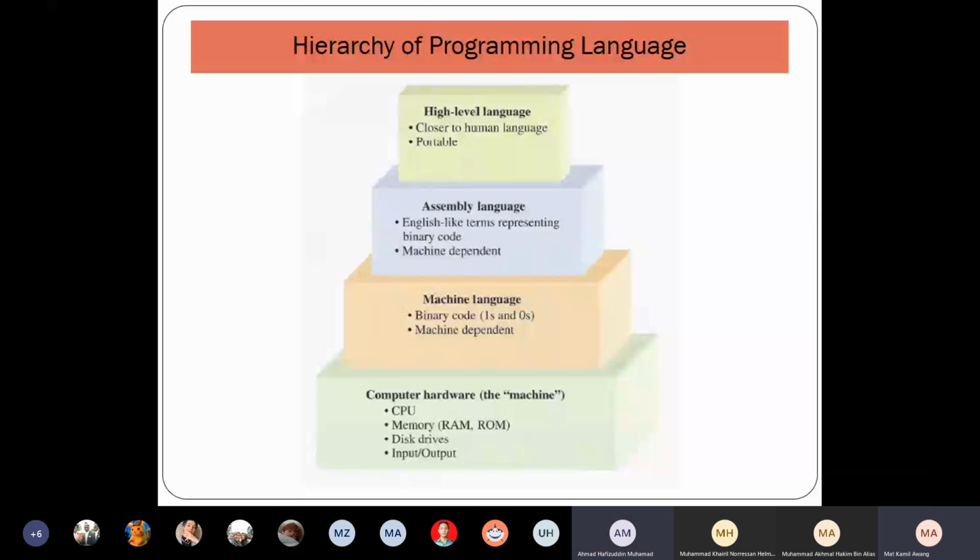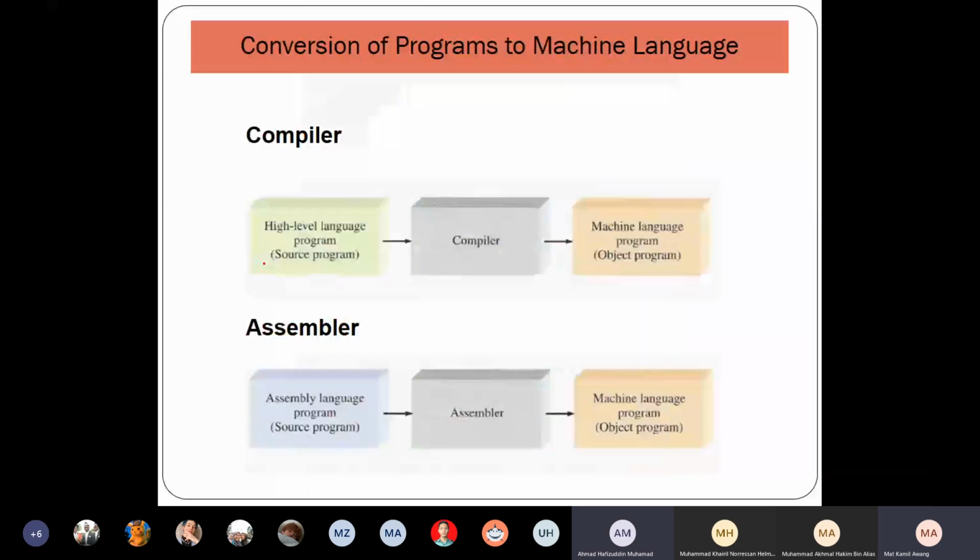Right? Do you want an example of how assembly language looks like, or machine language looks like? If you want, I can give it later. I don't have it in the slide right now, but I can give it later. So this is the hierarchy of programming language. So this is how you convert the programs into machine language.